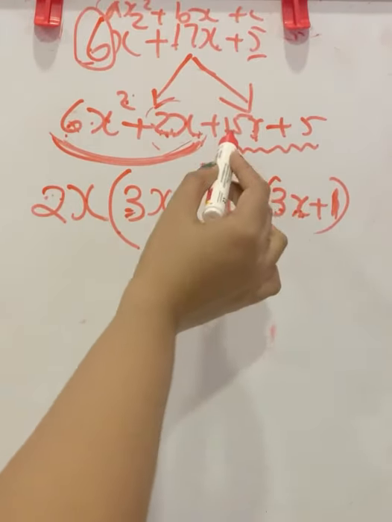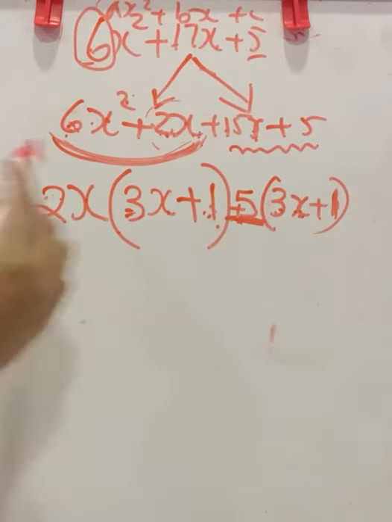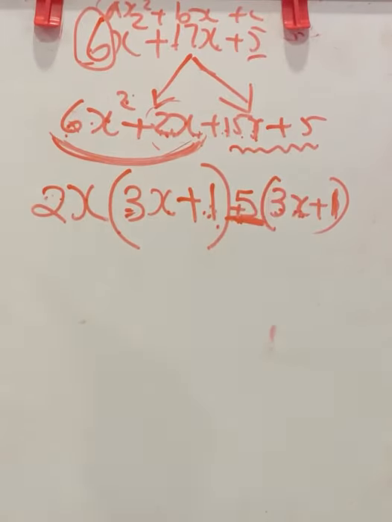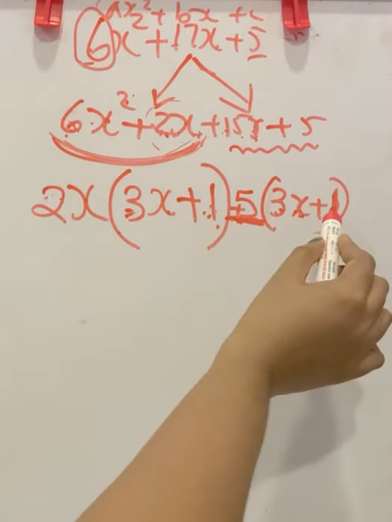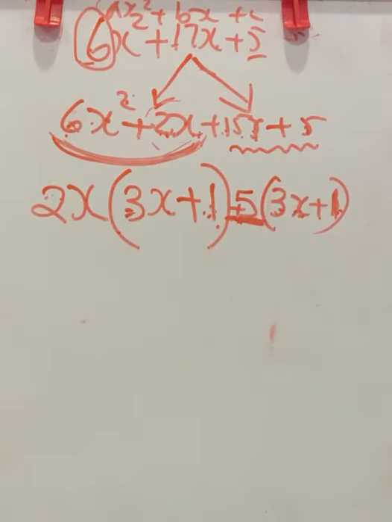So dash into 3x is 15x: 5 into 3, yes, it is plus 15x. Plus 5 into 3x is plus 15x. Let us check whether this is correct for this term also. Plus 5 into 1, plus 5. So what we wrote here is correct.